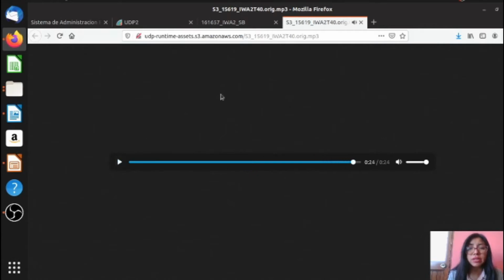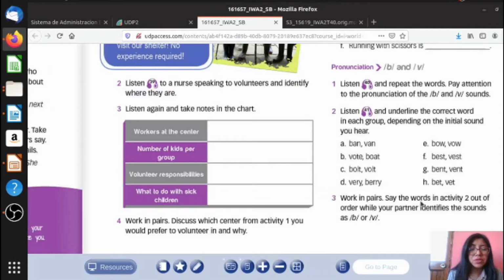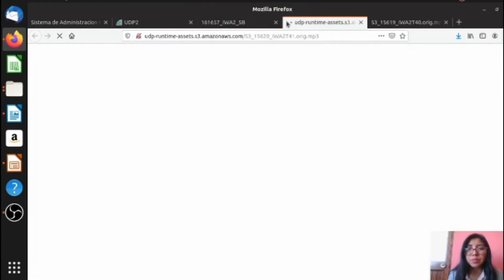Okay, so notice the difference. We are going to do exercise number 2. Listen and underline the correct word in each group, depending on the initial sound you heard. We are going to listen to one of those words, and you have to identify which is correct. For example, ban or van. Okay, so you are going to listen in order to complete.